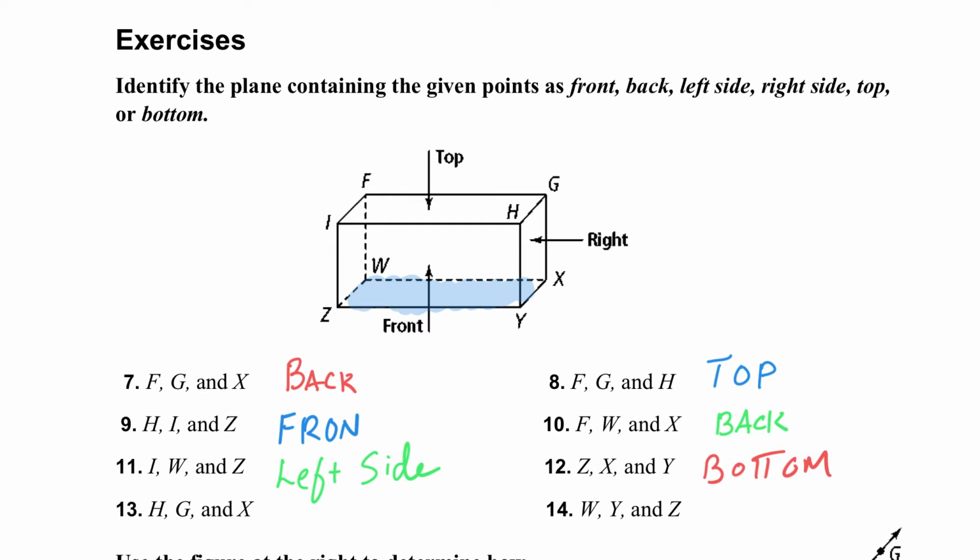Okay. H, G, and X. So we have H, G, and X. So that's going to be on the right side. And then we have W, Y, and Z, which is on the bottom.